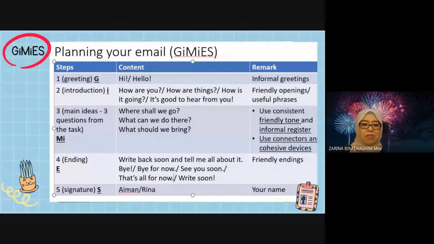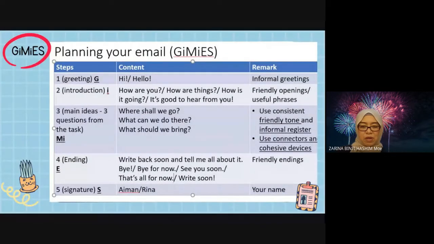The last step, step 5, is S. What does S stand for? Signature. Or you can just write your name. For the signature, you write your name, Aiman or Rina or whatever name, and it must be readable. Make sure your name can be read. I would suggest you just write your name. After you write the email, just write your name. That will do. So those are the planning steps for your email.